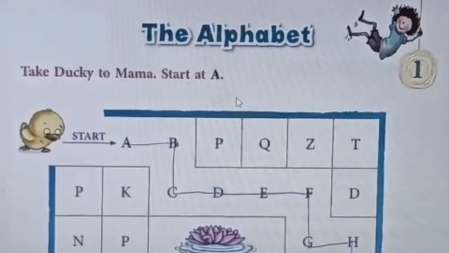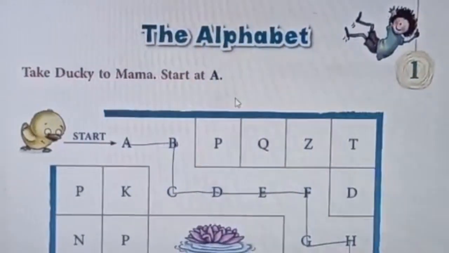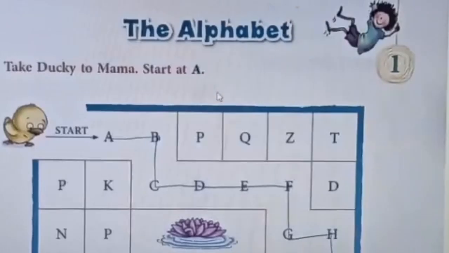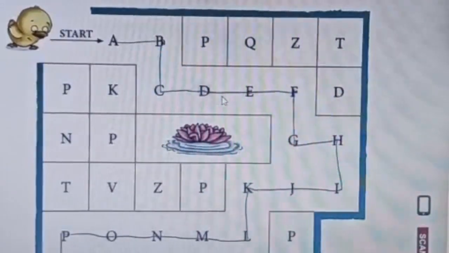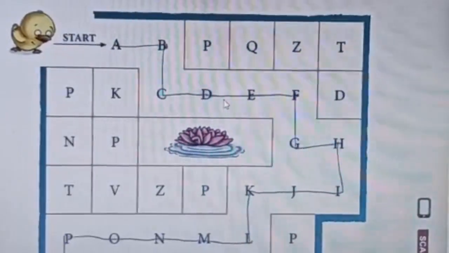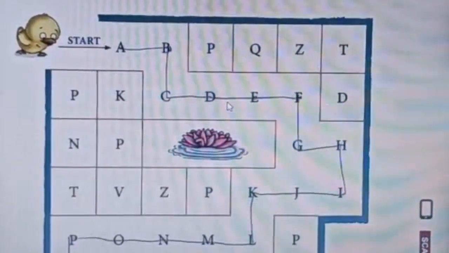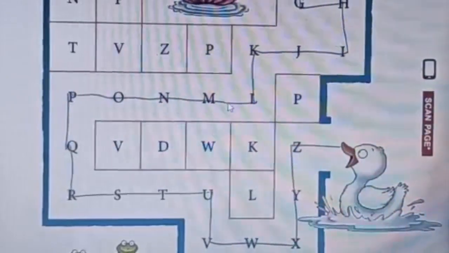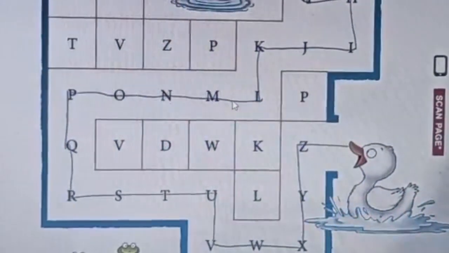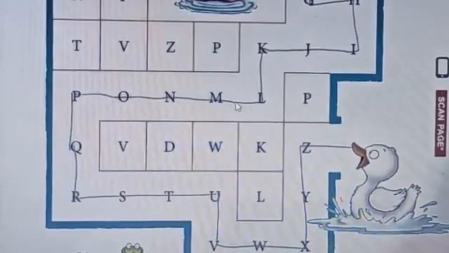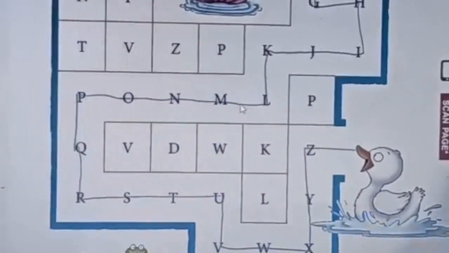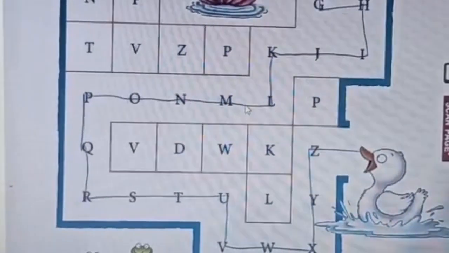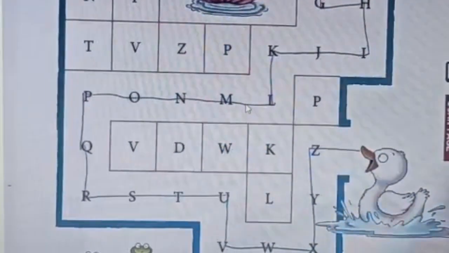Start from A, B, C, D, E, F, G, H, I, J, K, L, M, N, O, P, Q, R, S, T, U, V, W, X, Y, and Z. Here comes the mama at the last letter Z. So letters always should be in an order. That is known as alphabetical order.